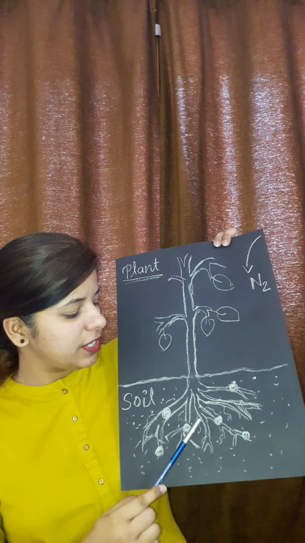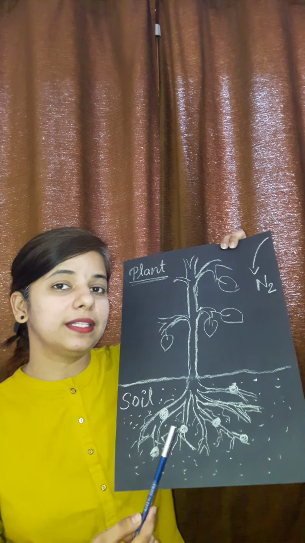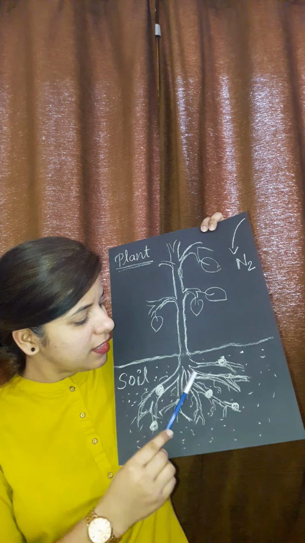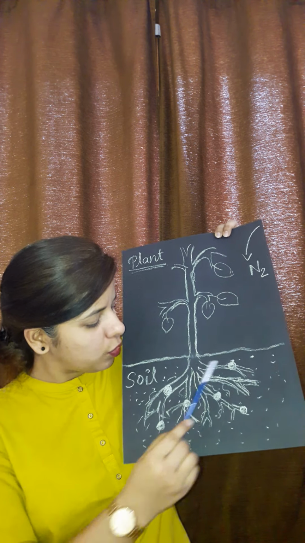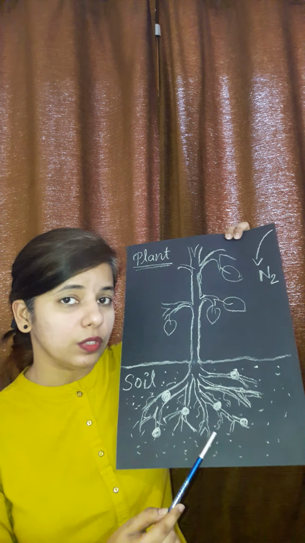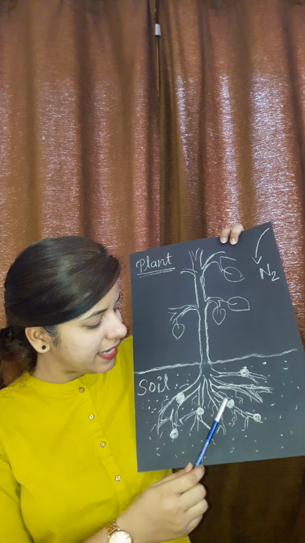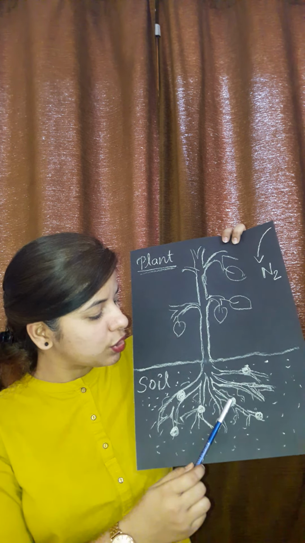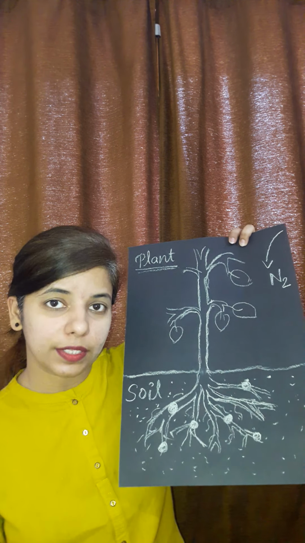So what happens, students? These are the leguminous plants. For example, you can consider it is a methi plant. Methi is highly rich in protein. In the roots of these plants, there is a special structure, a round ball-like structure which is called root nodules. I am repeating once again, students. These round ball-like structures which are present in the roots of the leguminous plants are called root nodules.